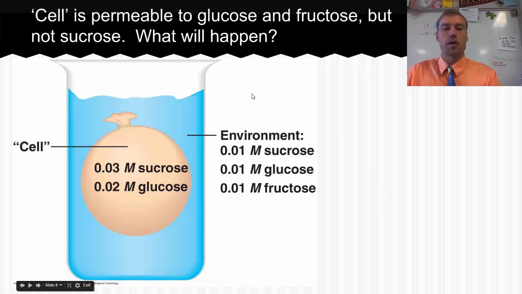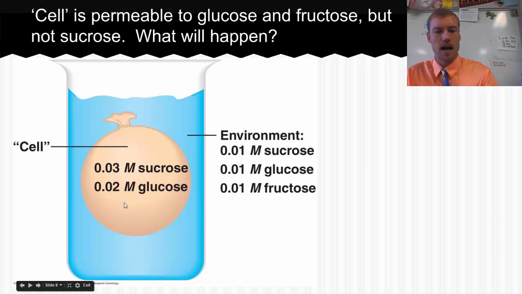So let's take a look at an example. In this case, our cell is permeable to glucose and fructose, but not sucrose. So let's think about this. What's going to happen? Well, the sucrose is not going to be able to move, right? Which means that our water is going to probably be moving around.